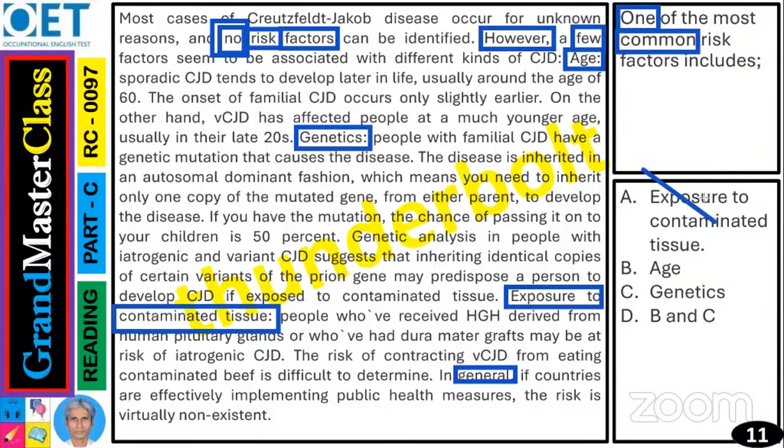A is ruled out. Now the next one, age. Sporadic CJD tends to develop later in life, usually around the age of 60. Usually means common. Do you know that usually means common? So this is right. Common means usually.